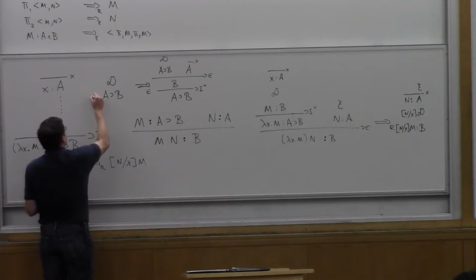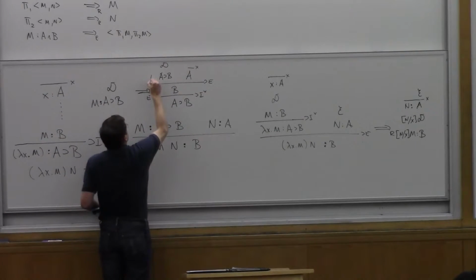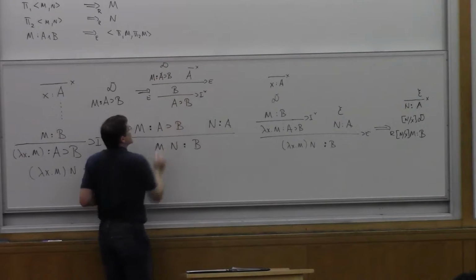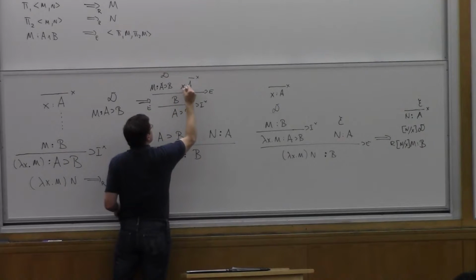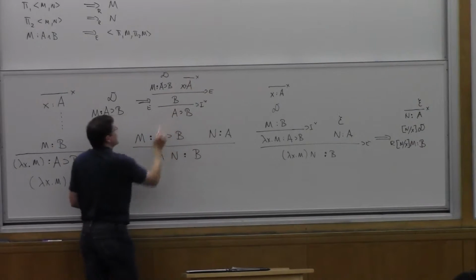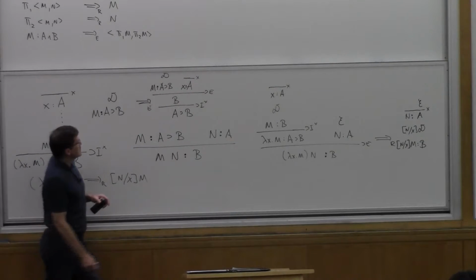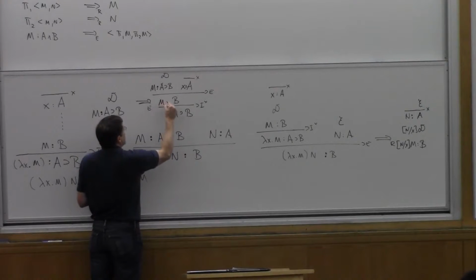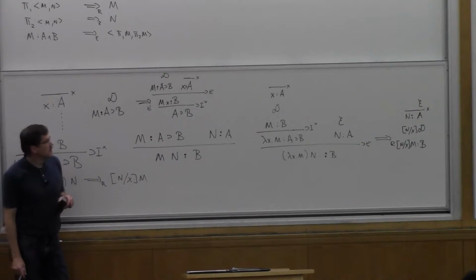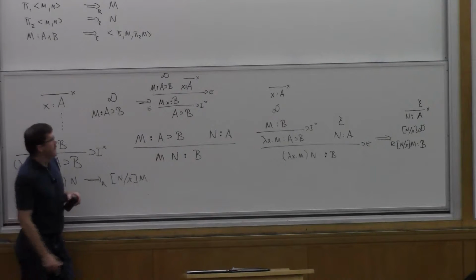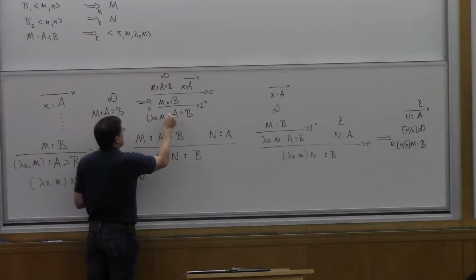So let's just write in what we have. This is a proof term for A implies B, and this is a proof term for A implies B. What's the proof term for A? X, right? Because it was just an assumption. What's the proof for B? It's an application of M applied to X as the proof of B. And what's the proof of A implies B now? It's lambda X, M applied to X.